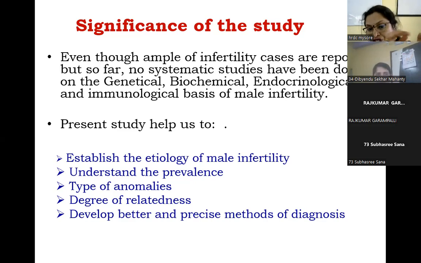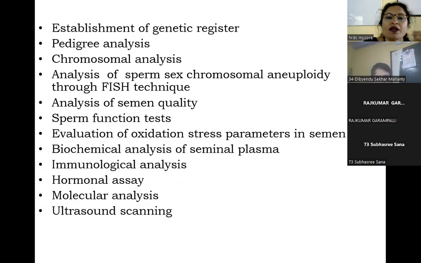So we could establish what is the etiology or causative factor for male infertility in the Indian population, in the Indian context, and understand the prevalence in India, what types of anomalies are more prevalent in our population, and the degree of relatedness, how they are interconnected. Based on all these things, finally we can go for a better and more precise method of diagnosis. In our previous project, we tried to develop some diagnostic markers and kits to diagnose male infertility. So that's why the present study has been focused. And how to approach, how to address this question.